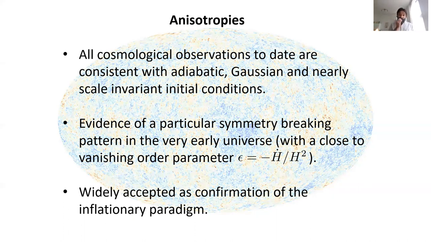And this is very, very strong evidence of a particular symmetry breaking pattern in the universe with a very close to vanishing order parameter, which we call epsilon, which is minus H dot over H squared. And this is widely accepted as being a confirmation of the inflationary paradigm.